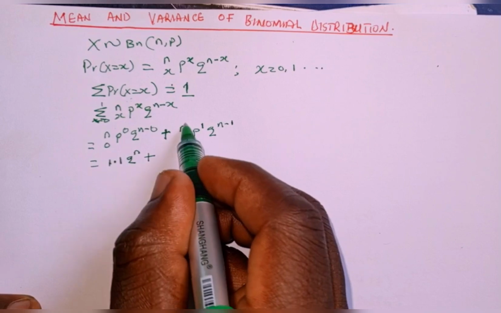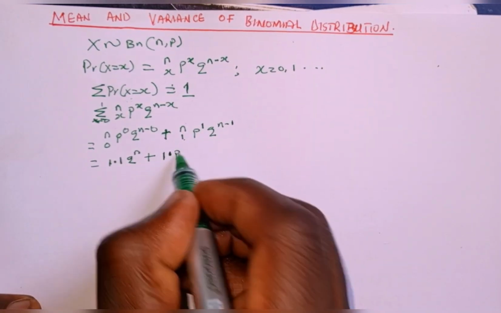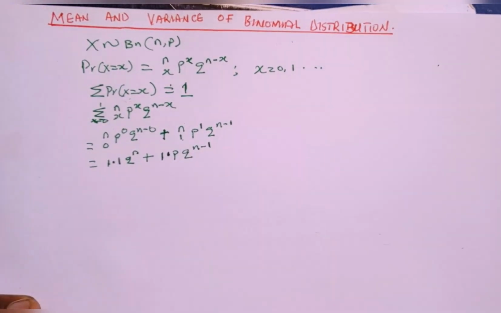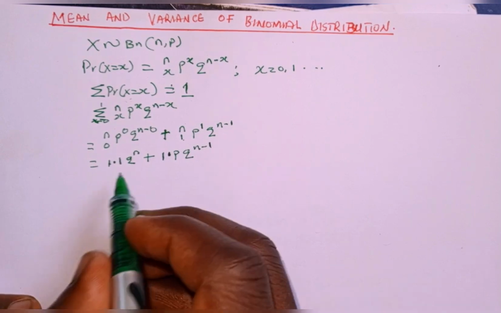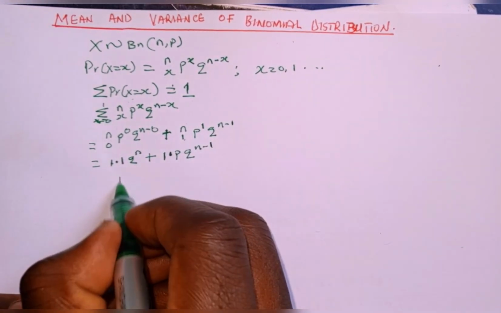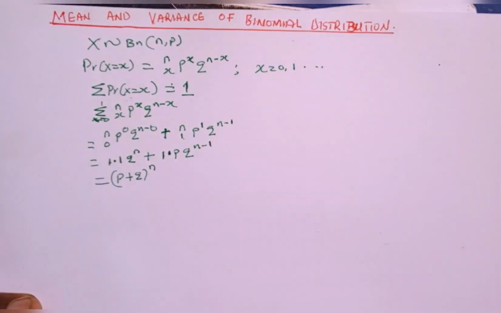Then plus, n combination 1 is the same as n. P raised to the power of 1 is the same as p. Then q raised to the power of n minus 1. So the whole of this quantity can also be written as q plus p raised to the power of n, or p plus q all raised to the power of n.